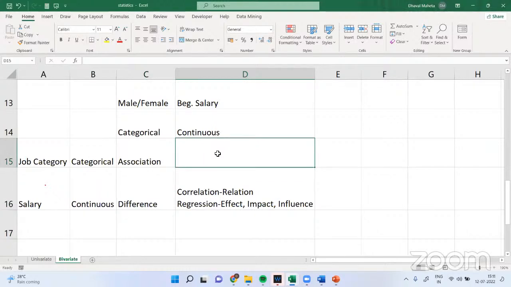Now, this cell we will keep reserved for later. Here we are not carrying out any test, but this cell is kept reserved for logistic regression and discriminant analysis. They do not have any hypothesis. They are analyses.